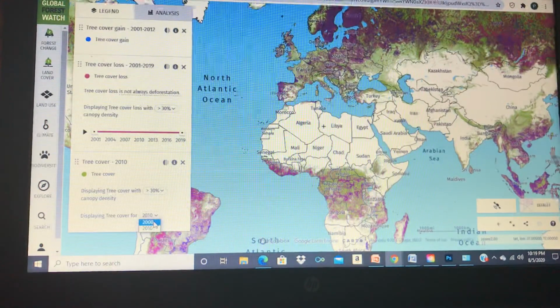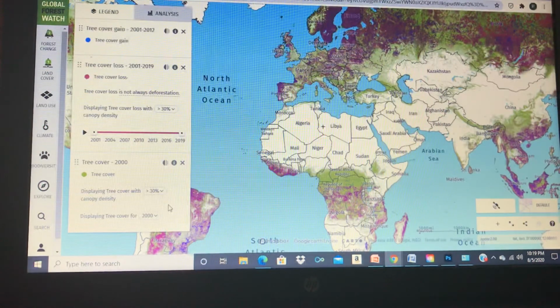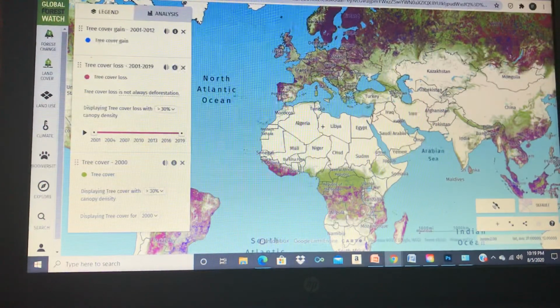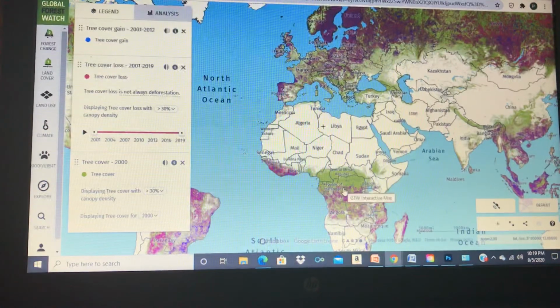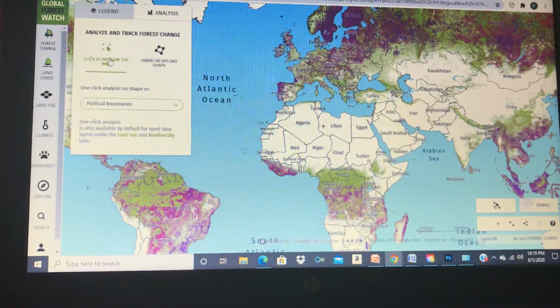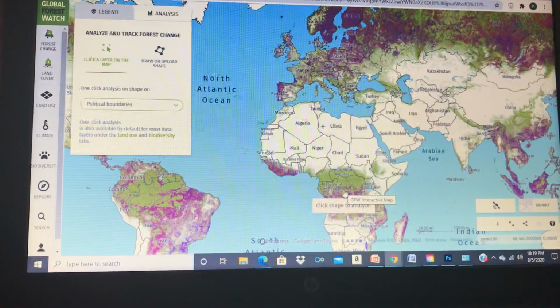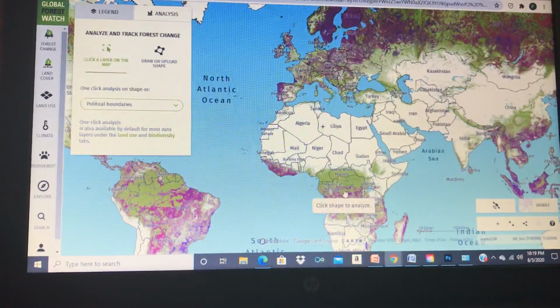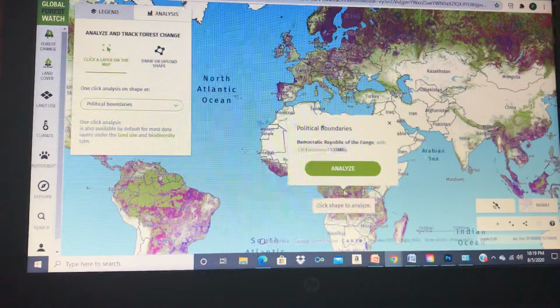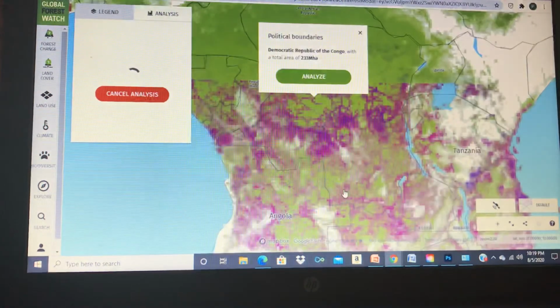And it gives us two options. So we're going to do 2000. So we're going to see the difference. Here is 2000. So look at this. Look at this atmosphere. So we're going to go ahead and we're going to click Analysis. And it says click on a layer on the map. So we're going to go ahead and we're going to click right here. And this is going to analyze just this section. Okay, so that's the Democratic Republic of Congo with a total area of 233, there we go, miles.